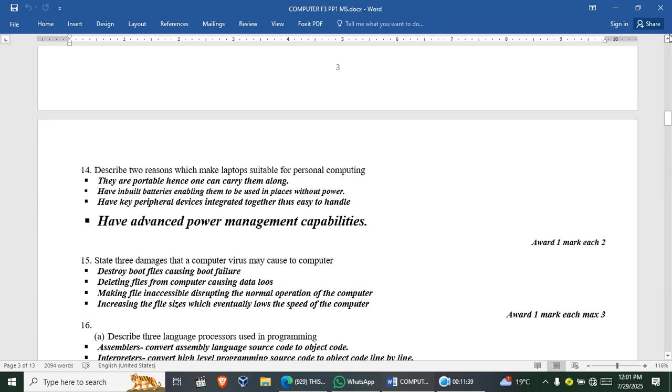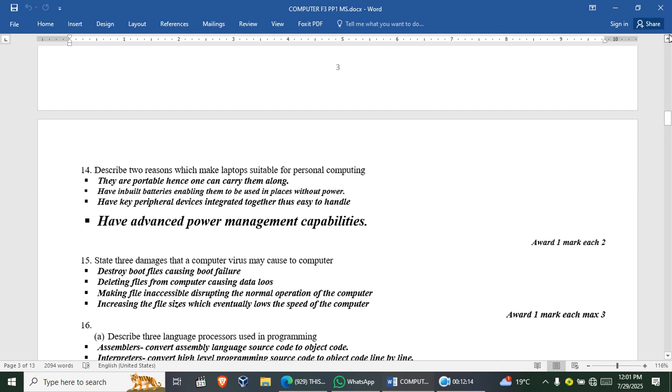Describe 2 reasons which make laptops suitable for personal computing. Why do you think people may use laptops rather than desktops? They are portable, easy to carry, they have inbuilt batteries, they are rechargeable. In other words, you may charge it and go using it where there is no electricity. They have key peripheral devices integrated together, thus easy to handle. You get that a laptop has a keyboard, the touchpad or its mouse, and screen together, rather than carrying a desktop, which you have to carry as separate parts.